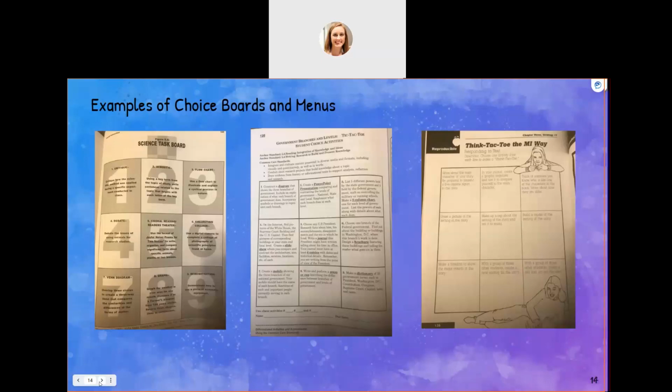Then once you have decided those things and you've come up with your activities, you're going to have your students choose a set number of activities. And again, you could assign specific squares to certain groups of students, however you want to do that.